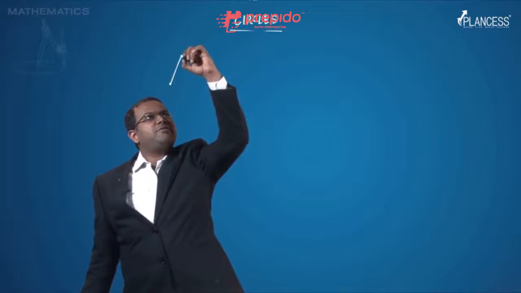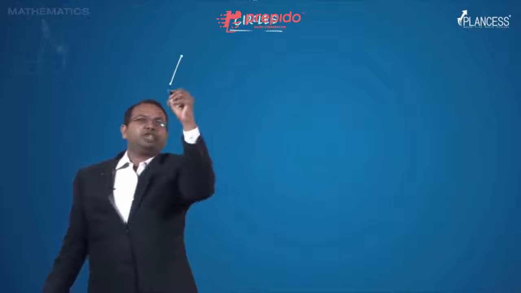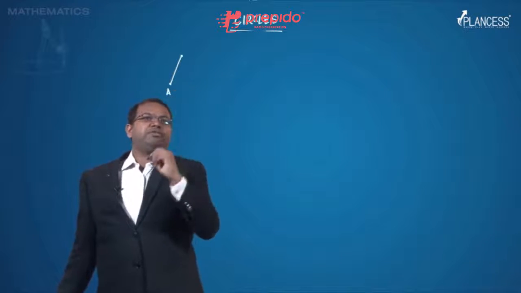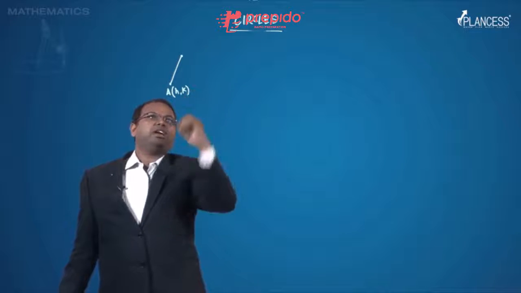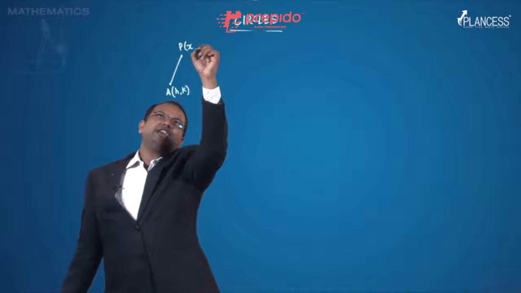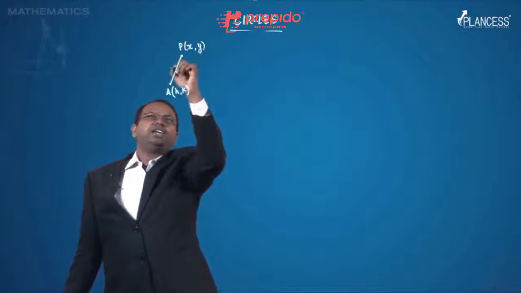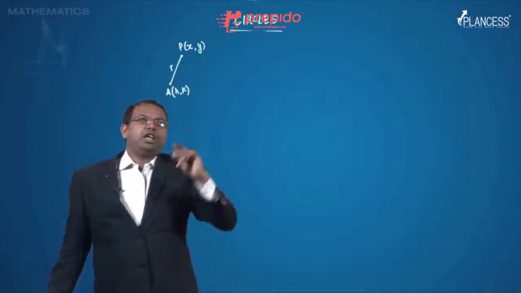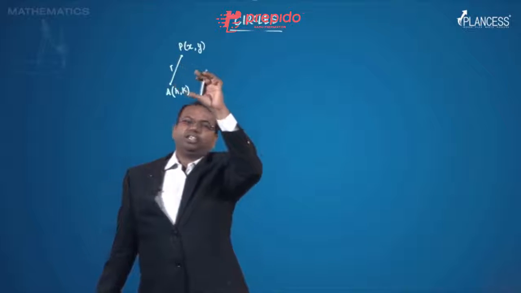A circle, let us say we fix a point and we take another point which is at a fixed distance from this fixed point. So let us say here A is our fixed point which has coordinates h, k, and this another point, let's say P, has coordinates x, y, and it is at a distance of r. Now this r is constant, this is fixed.